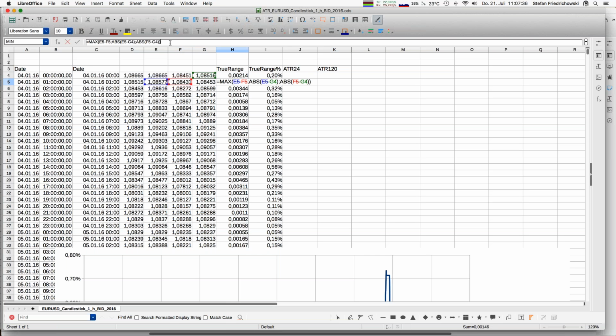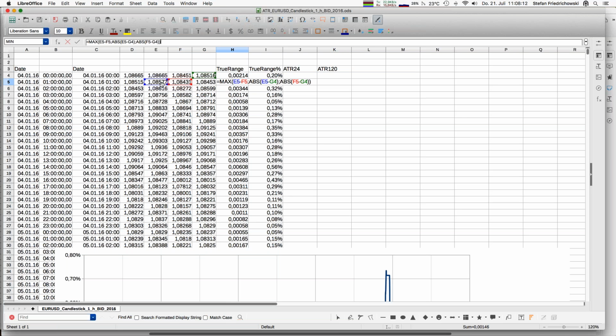Let's have a look at that cell. What does it mean? In this cell, I simply get the maximum of all possible combinations which might enter into the ATR. The first part, E5 minus F5, is simply the difference between maximum and minimum of my candle, and it is normally the range of a candle.